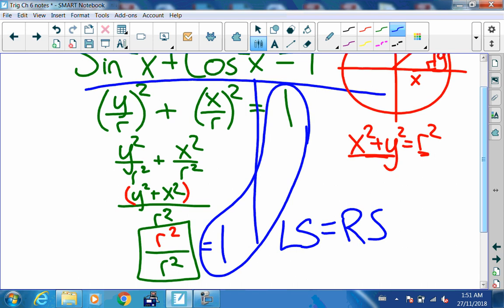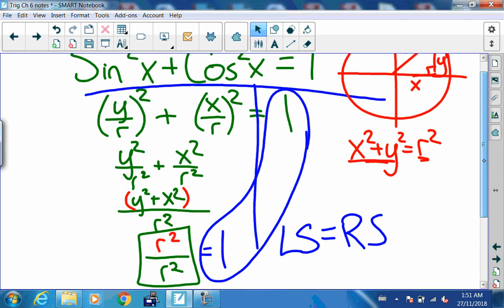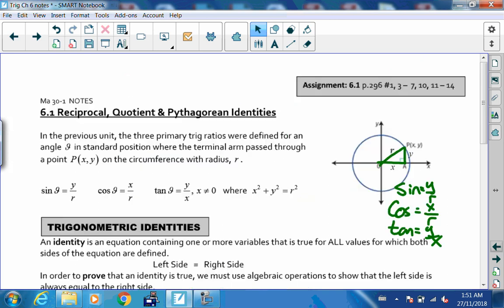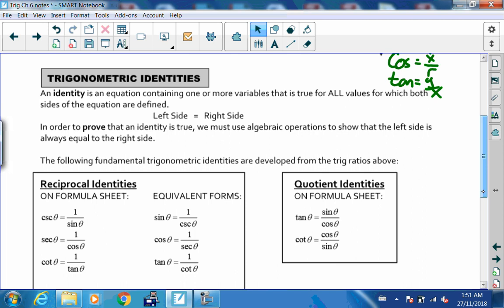Now, I've made my left side of my equation equal my right side, and that's been proved to be true under all values. Not just some values, not just sometimes true. I've shown this now to be true no matter what values I choose for x, y, and r. And I've now proved that sine squared plus cos squared equals 1. So, that's what we're demonstrating here.